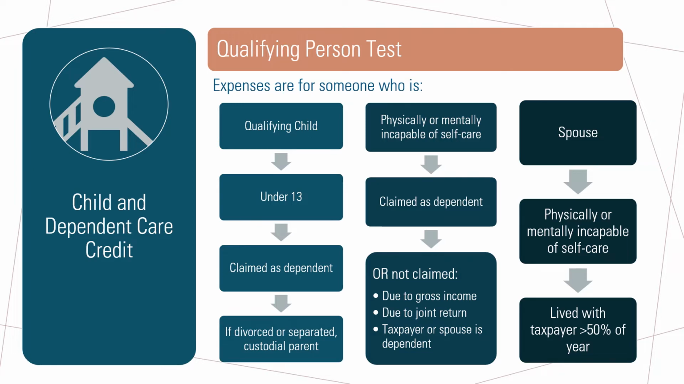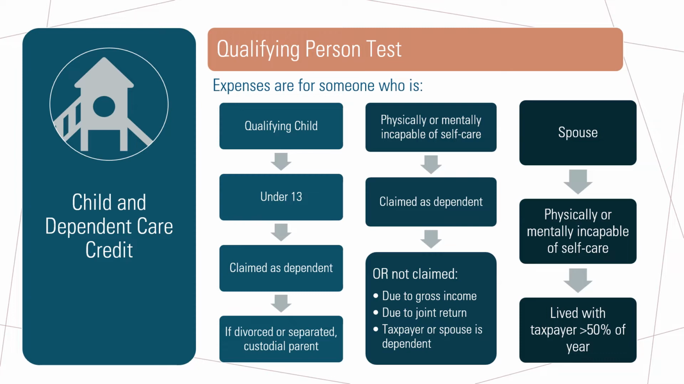And if this is a situation where we have divorced or separated parents, this is not one of the credits that can be transferred to the non-custodial parent. Only the custodial parent can claim this credit. And they can still claim the credit even if they have transferred that dependency to the non-custodial parent in that year.